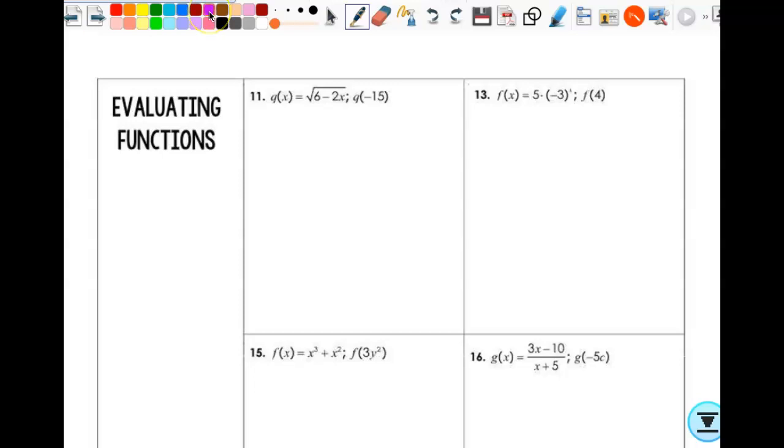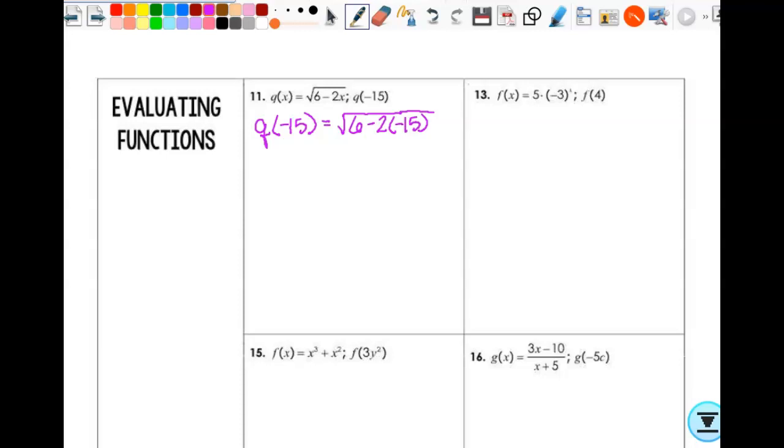It's the most important. So q of x equals the square root of 6 minus 2x, and we want q of negative 15. First step should always be, if you're evaluating something, zero work. You just substitute it in. I don't care how easy it is, you substitute it in, and that's all you do. So q of negative 15 is equal to the square root of 6 minus 2 times negative 15. All I did was substitute it in.